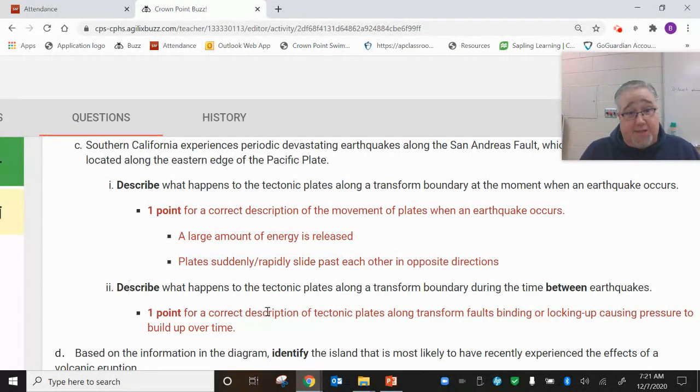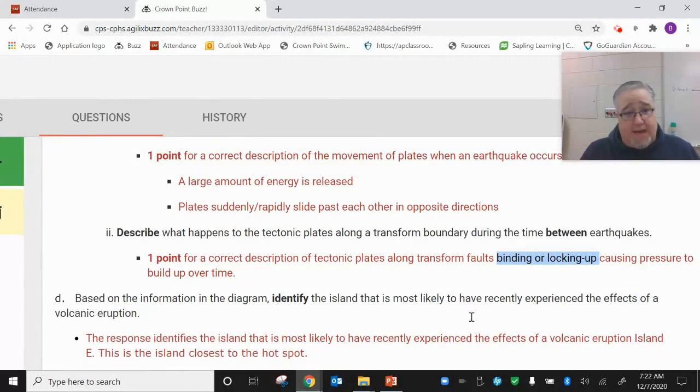Now, the second part of this says describe what happens to the plates between earthquakes. Now, between earthquakes, again, the plates are sliding past each other, but they're moving extremely slowly. In fact, it's almost to the point where they're not moving at all. And then when there's an earthquake, there's a sudden movement. So basically, between the earthquakes, the faults kind of bind or lock up, and that causes pressure. And then when the earthquake occurs is when they actually move. All right. So make sure you can distinguish between those two things. I think that's kind of an important thing.